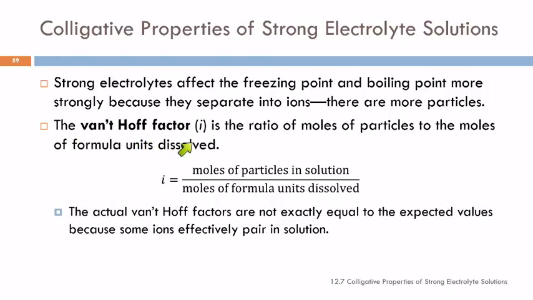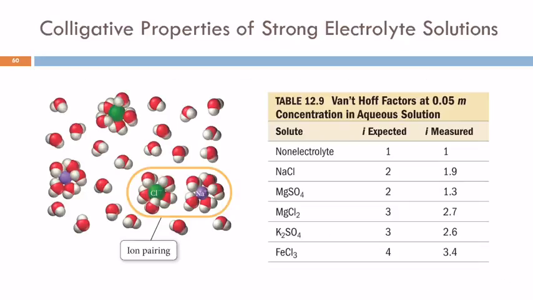It's given the symbol i, and it's the ratio of moles of particles to the moles of formula units dissolved. So it's the moles of particles that are actually in the solution divided by the moles of formula units dissolved. These are not always exactly what we expect due to ion pairing. So this is ion pairing.